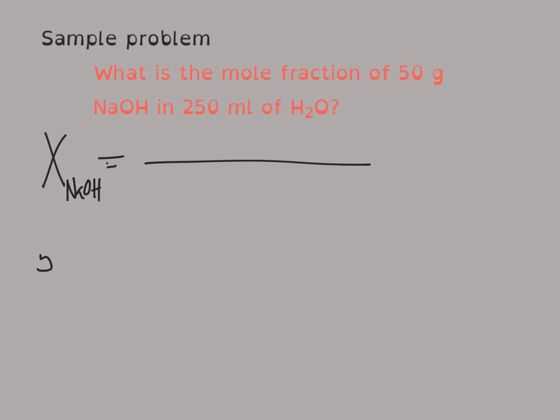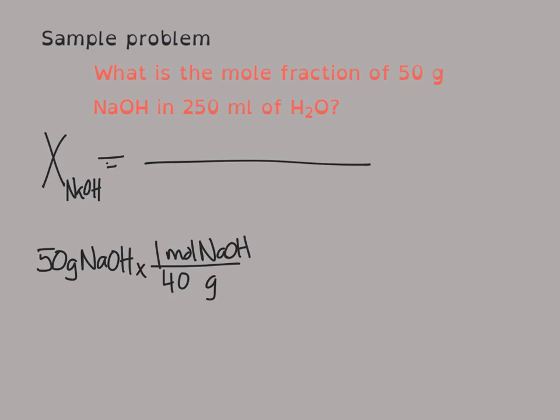We need to convert our 50 grams of NaOH into moles. So you will convert from grams to moles using the molar mass. And the molar mass of NaOH is 40 grams per mole. And you would then get 50 divided by 40 will give us 1.25 moles of NaOH. Okay, so that's the first part.